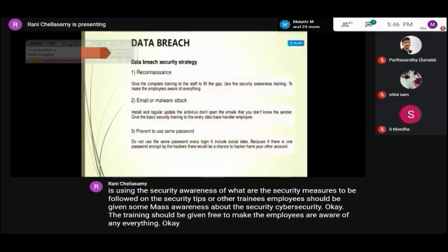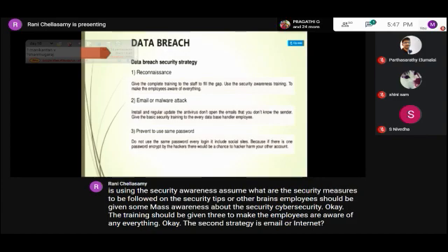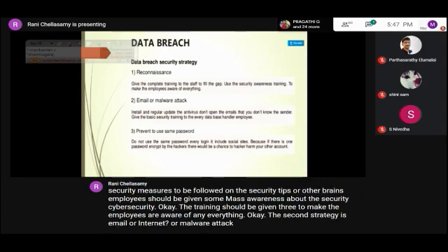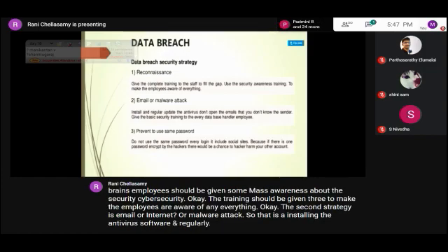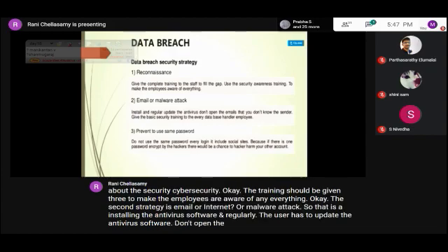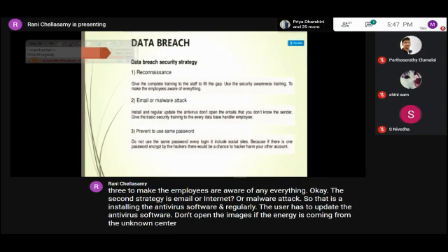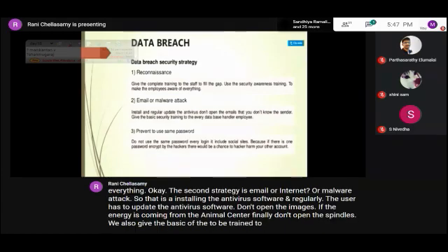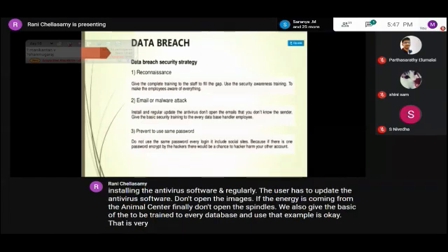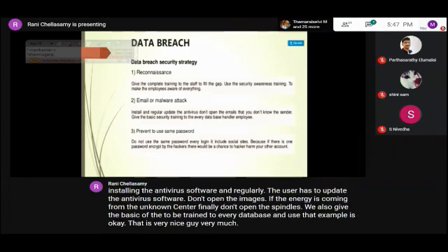Okay, the second strategy is email attack or malware attack. So install antivirus software, and the user has to update the antivirus software regularly. If an email is coming from an unknown sender, kindly don't open the email. Okay, so give basic security training to every database handler, that is, employees. That is very much important.